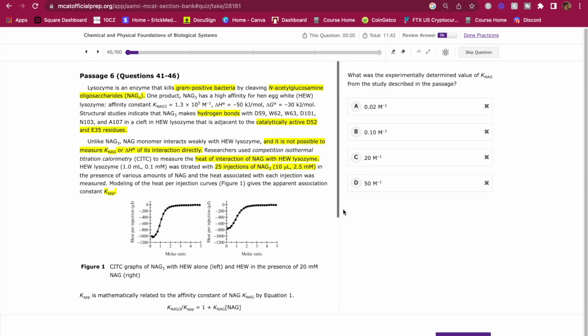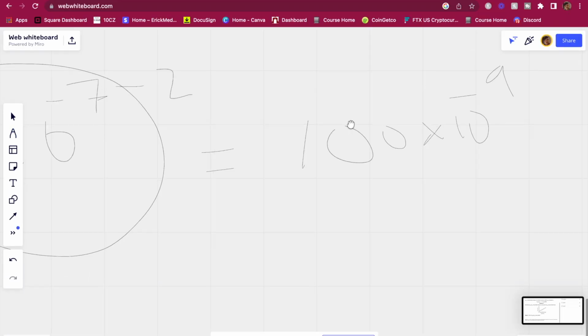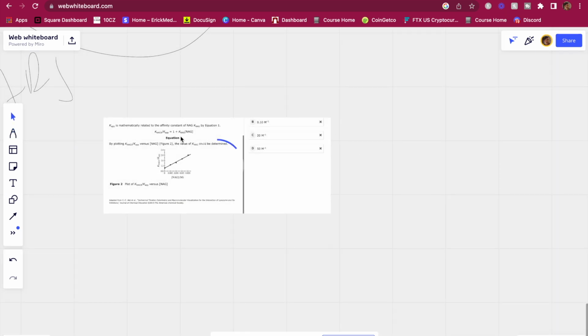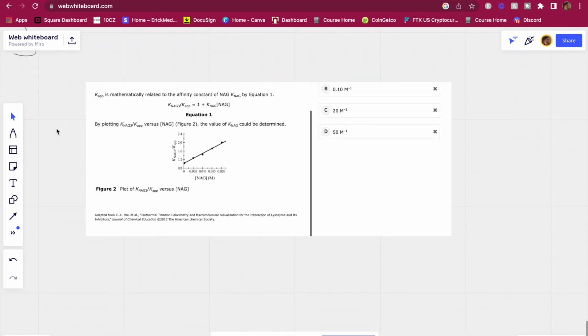Let's keep going. What was the experimentally determined value of KNAG from the study described in the passage? So they want KNAG. When you see this, guys, you should immediately think y equals mx plus b. I'm going to screenshot this and bring it to the whiteboard here. Let's make it a little easier for you guys.